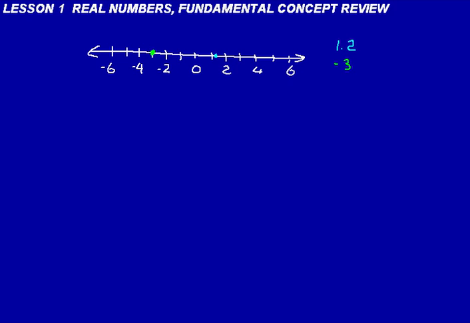We see that negative 3 is to the left of 1.2, so anytime you have one number that's to the left of another one on a number line, you know that it's less than that number. And we can represent the comparison of these two numbers using inequality symbols. We could say that 1.2 is greater than negative 3, or we could say that negative 3 is less than 1.2. We could also say this as well: negative 3, with an equal sign with a slash through it, negative 3 is not equal to 1.2. So we use inequality symbols to help us compare numbers or sets of numbers as well.